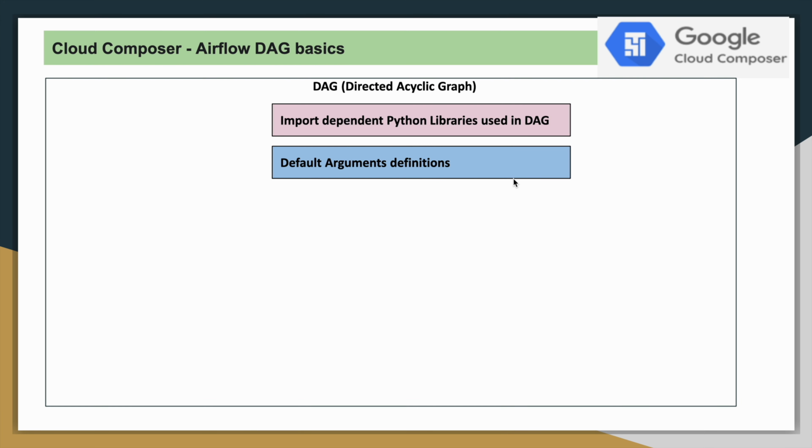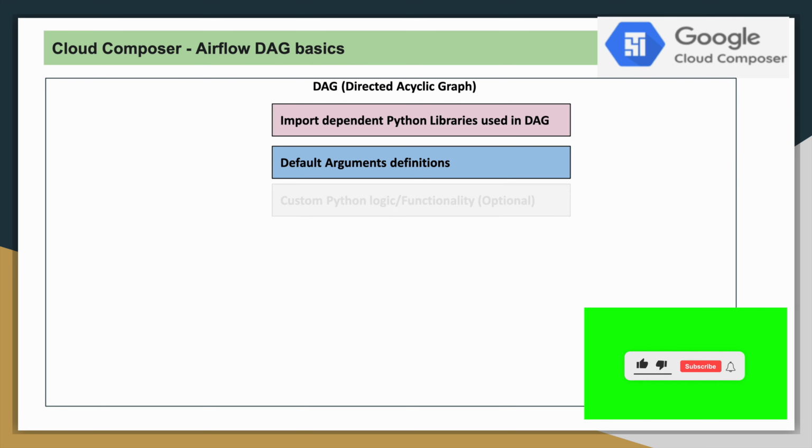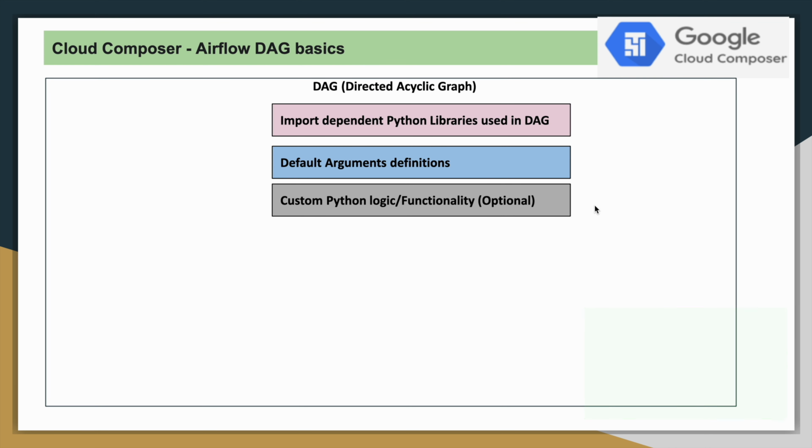For example, we have some default arguments which have been initialized with some default values. We can define those things using this section, right? And then custom Python logic or functionality. For example, if you have some Python functionality or Python task to be performed as part of this DAG, you will have to define that functionality. That means you will have to write that Python function over here.